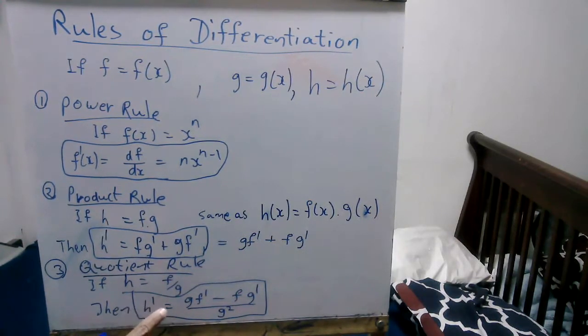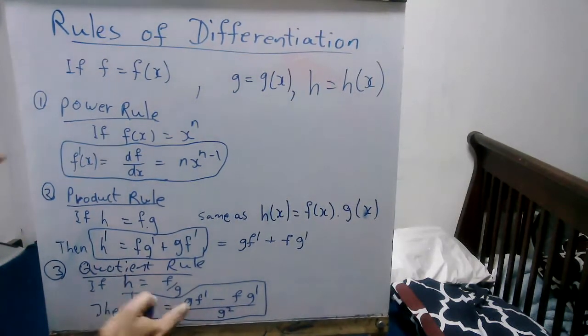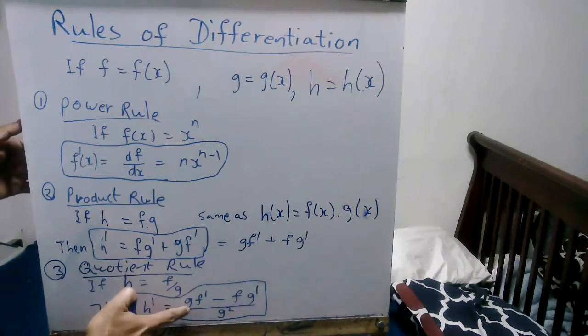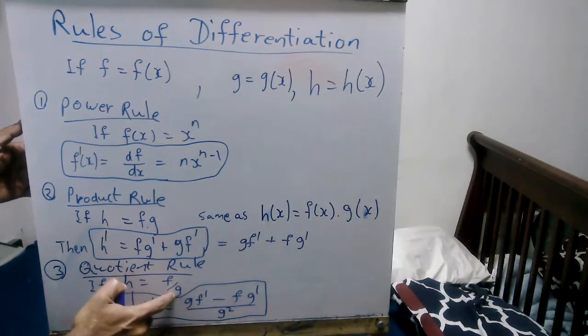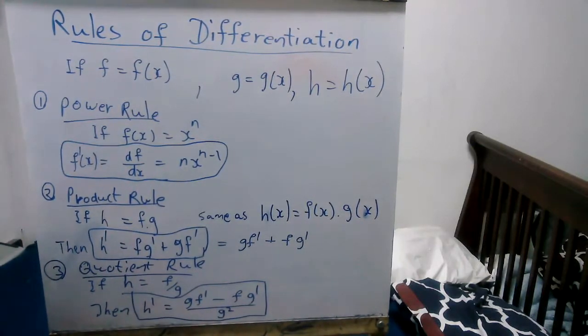I tell you a way to remember. When you're doing the quotient rule, start with the denominator. Denominator times the derivative of the numerator, minus numerator times the derivative of the denominator. Just remember the start at the beginning. You start with the denominator, and divide by the denominator squared. Clear?